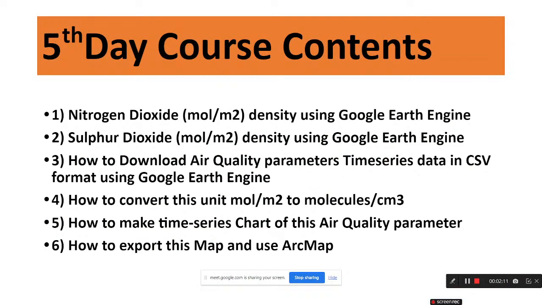Mainly today I will discuss how you can make different types of air quality parameters such as nitrogen dioxide, sulfur dioxide, methane, carbon monoxide, all of the gases. How you can make the density map using the Google Earth Engine platform. How you can download the air quality parameters time series data in CSV file format. How to convert the unit from mole per meter squared to molecules per centimeter cubed, and how to make the time series chart of the different gases, carbon monoxide, sulfur dioxide. And how you can export this map and make the map using the ArcMap software.